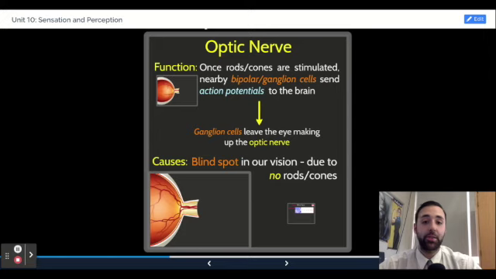The rods and cones stimulate nearby bipolar and ganglion cells, which combine to form what's called your optic nerve, particularly the ganglion cells. It's essentially just a bunch of neurons that exit out of the eye, as you can see here in the image. They have the responsibility of sending the action potentials to the brain about what it is that you're looking at. Action potential is a term we talked about in Unit 8.